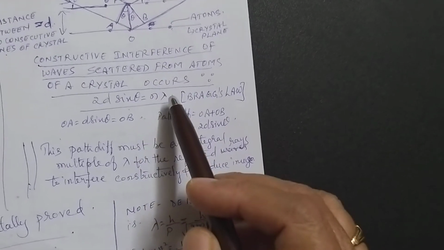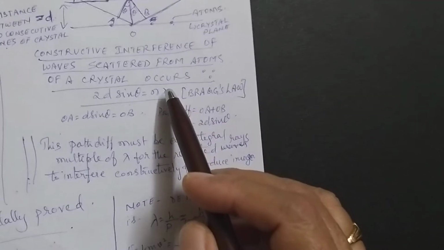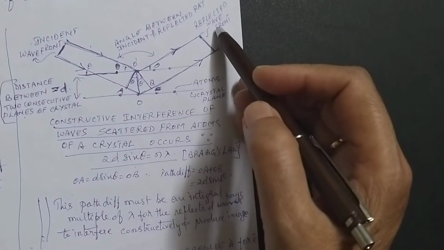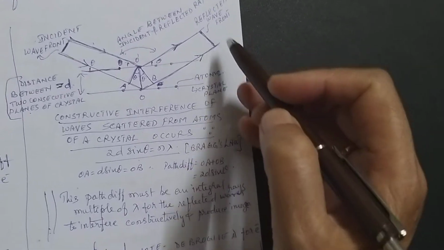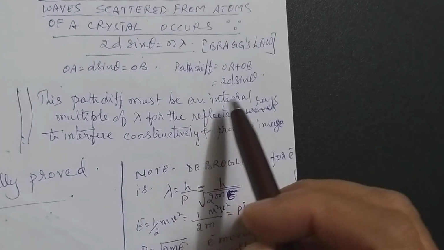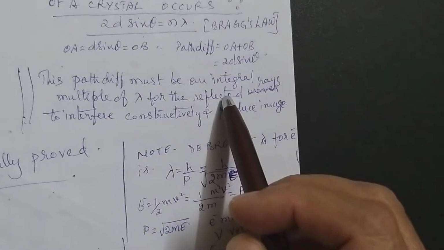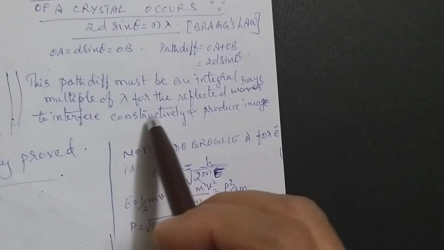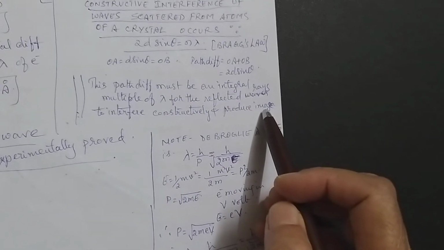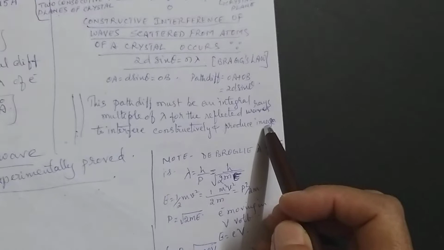If the path difference is an integral multiple of lambda, then only the wave will be reflected correctly and the effect will be visible. So the path difference must be an integral multiple of lambda for the reflected waves to interfere constructively and produce an image. So image production is done only for those waves. That is the condition we are seeing.